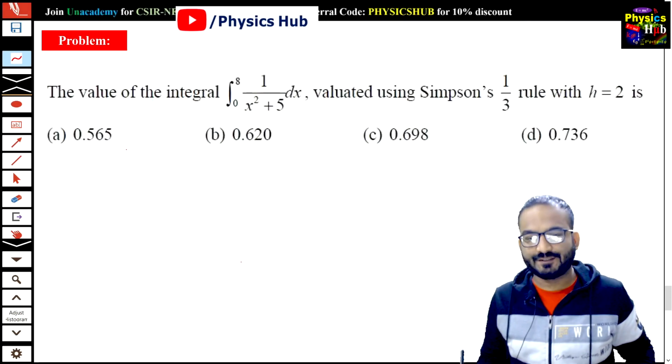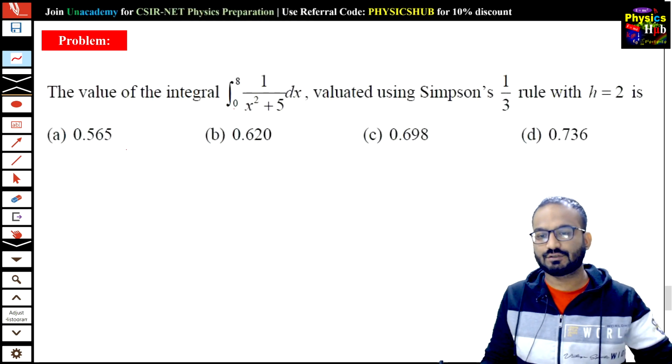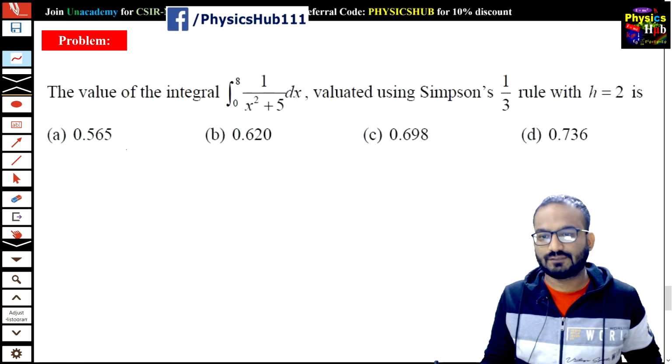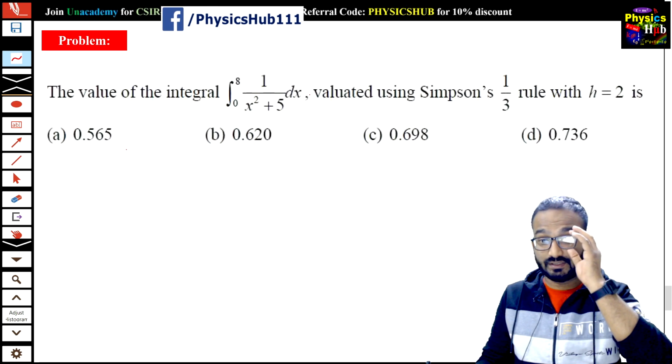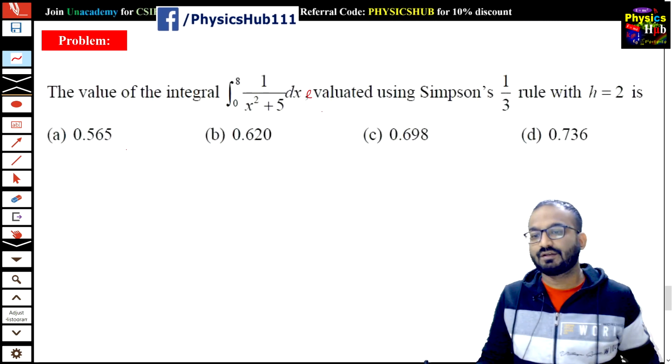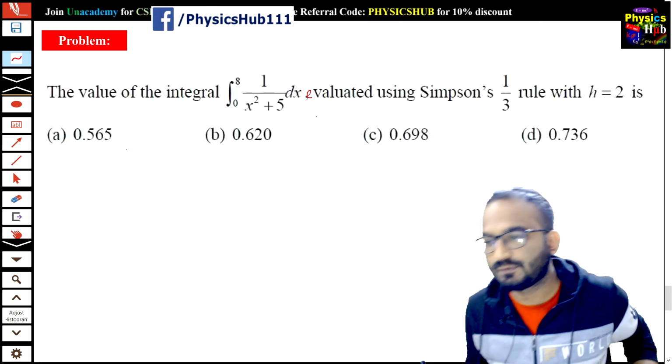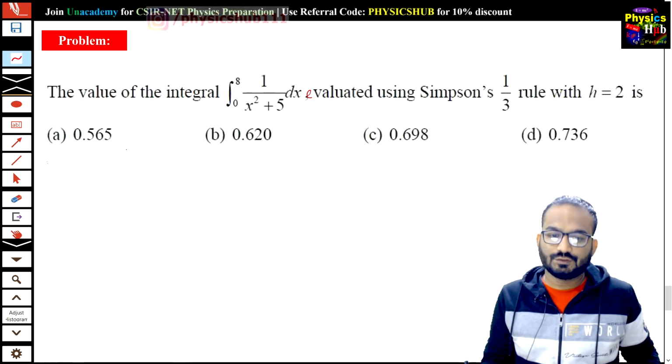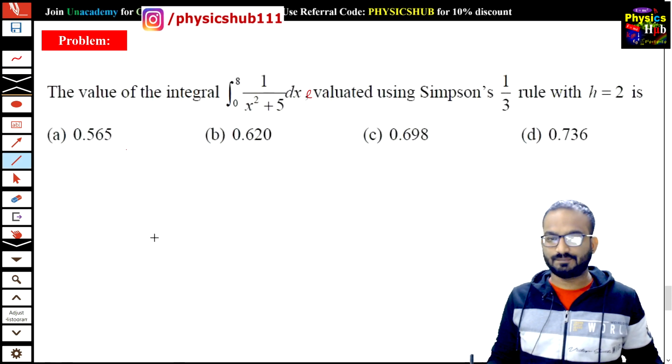The problem reads like this: the value of the integral from 0 to 8 of 1 by x square plus 5 dx, evaluated using Simpson's 1/3 rule with h equals to 2, is. So how can you do this problem?